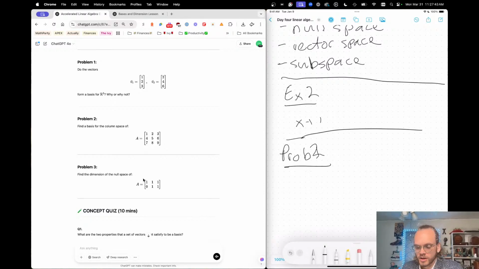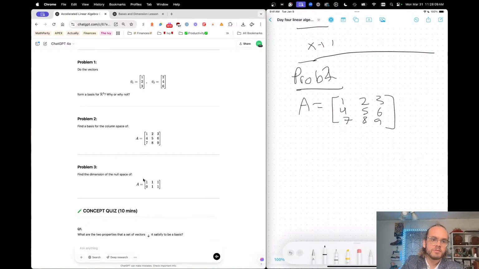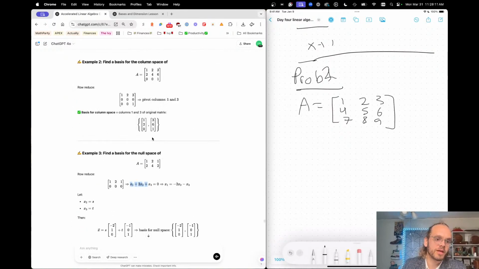Find a basis for the column space of this. A equals 1, 2, 3, 4, 5, 6, 7, 8, 9. I'm going to need help with this. I think, well, let's go back to the example problem. Maybe I can figure it out from that.